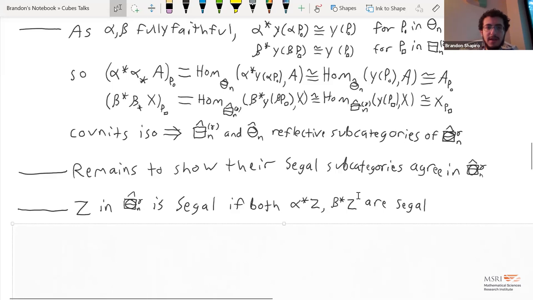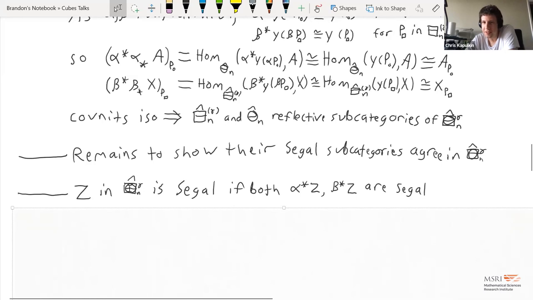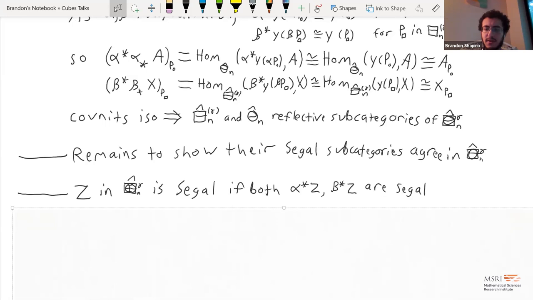So I'm going to define a subcategory of Cricis. Just in case, we should be wrapping up in a couple of minutes. Okay, yeah. That should work out.